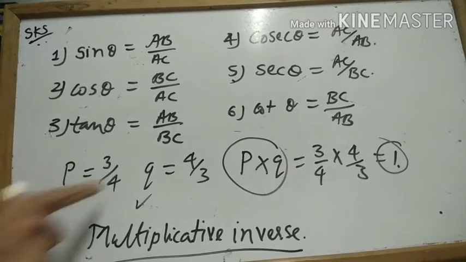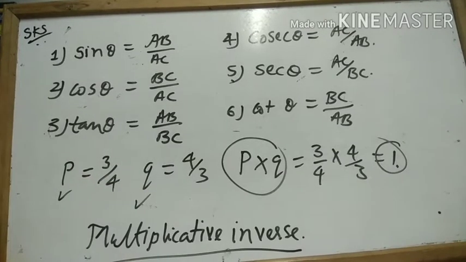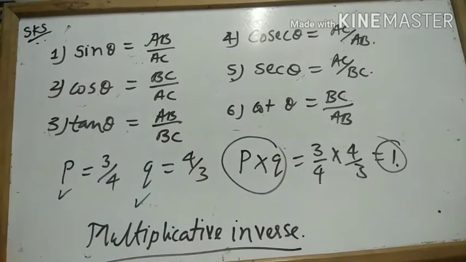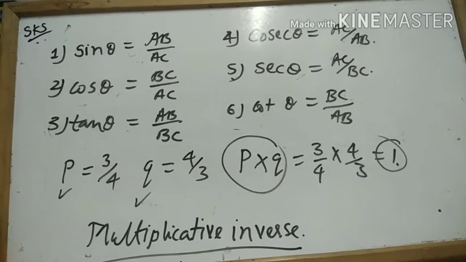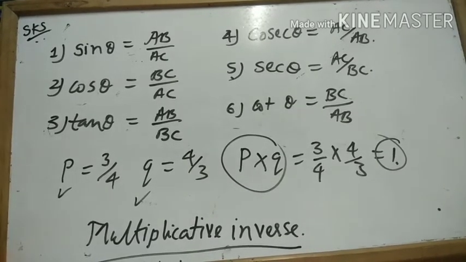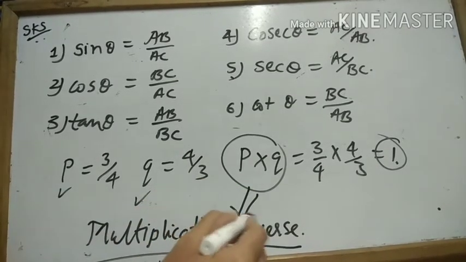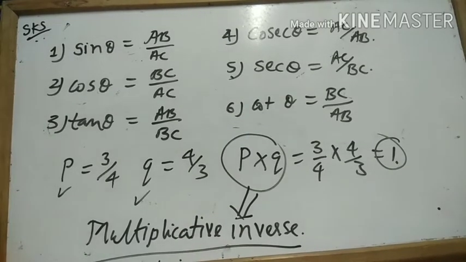I have taken p as 3 upon 4, q as 4 upon 3. P into q is equal to 1. So p and q are multiplicative inverses of each other.